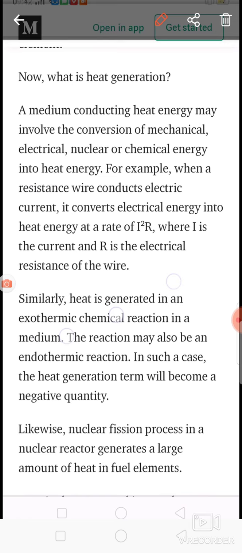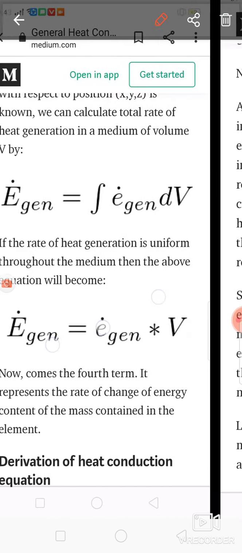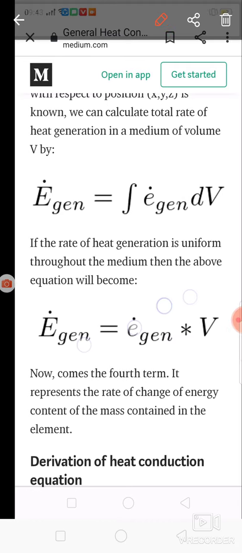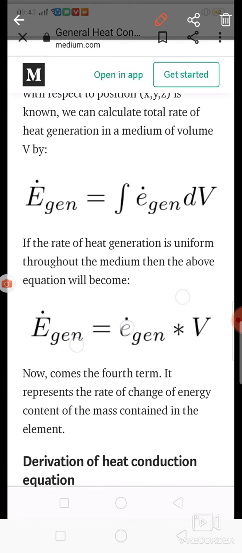Because of that, what will happen? Some energy is generated within the element. So we have to consider that factor, that is, energy generated within the element. But how do we calculate this energy generated? In the notes we gave the notation Qg, but in this PPT the notation is E dot generated.